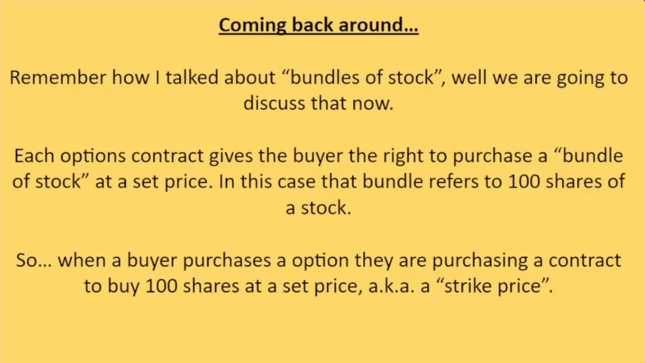So that bundle, whenever you've heard that term here, is referring to 100 shares, because each options contract is going to be an options contract for 100 shares. And you need to remember that 100 a lot because it's going to be helpful as we move forward. So when the buyer purchases an option, they're purchasing a contract to buy 100 shares at a set price, or the strike price, as we've already talked about.